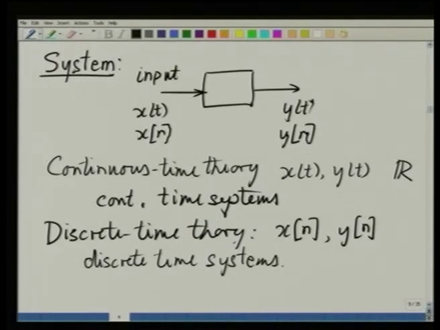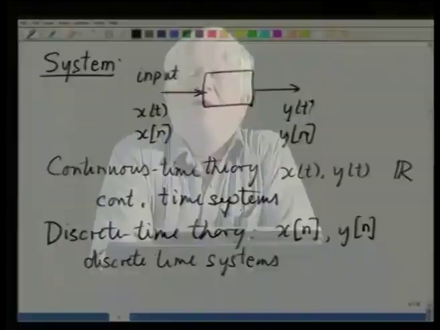It goes without saying that to a continuous time system one is only allowed to apply continuous time signals, and when one does so, one gets continuous time output signals. To a discrete time system, you can only apply discrete time input signals and obtain as a result discrete time output signals.